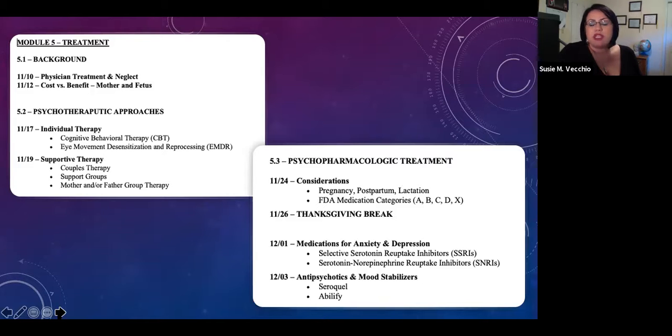So going into it a little bit further, there would be an evaluation and differentiation of SSRIs and SNRIs as they're related to treating anxiety and depression. And then we would look at antipsychotics and mood stabilizers such as Seroquel or Abilify that would help to treat issues like psychosis or OCD.